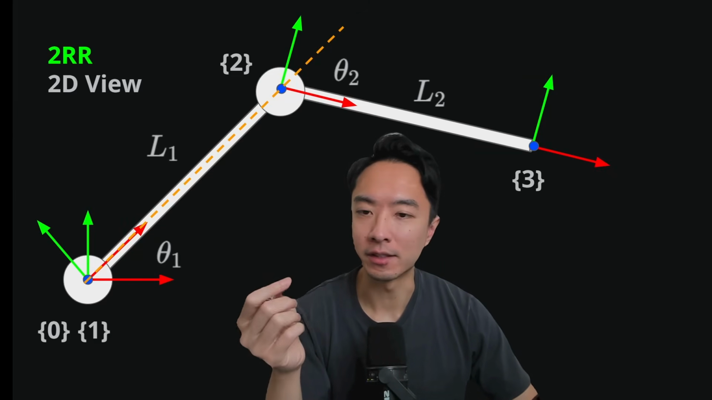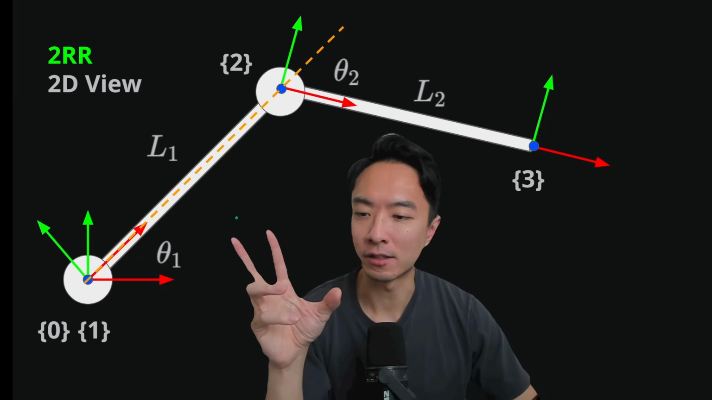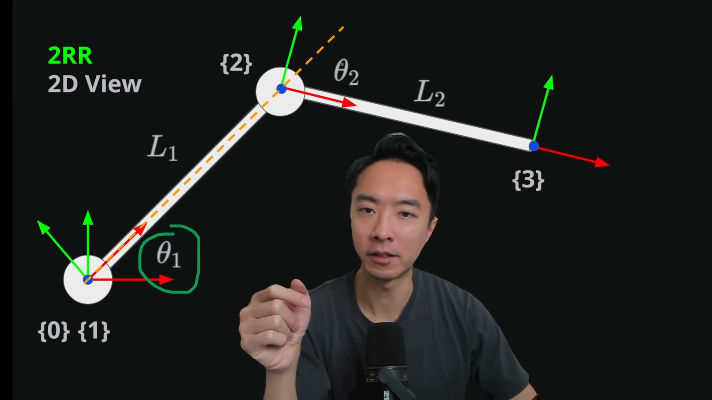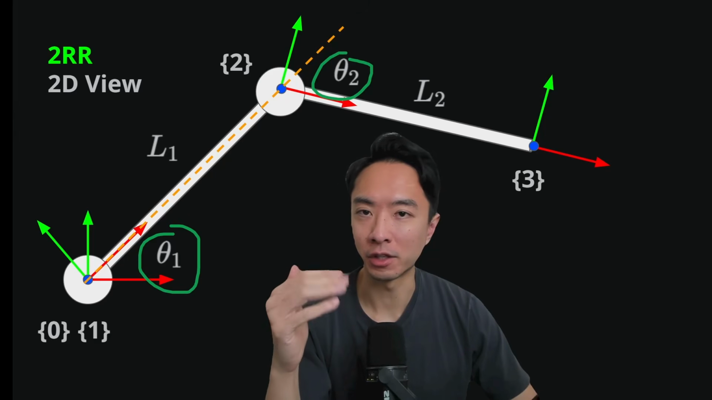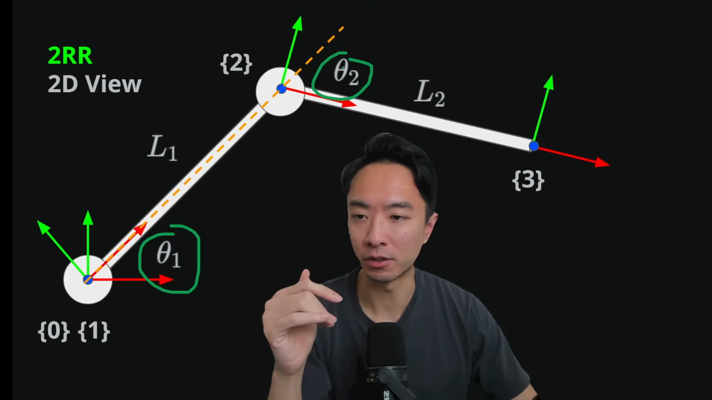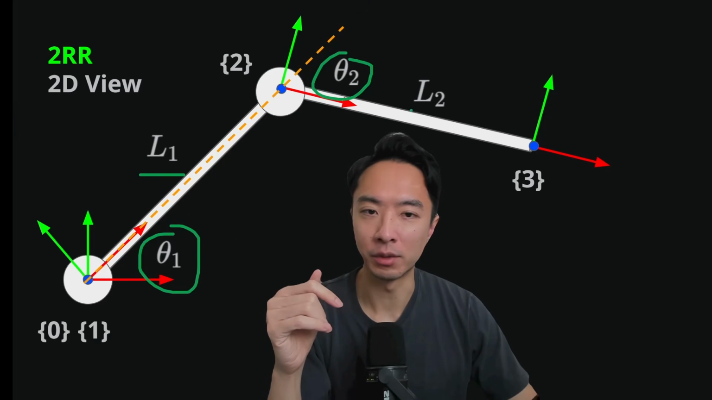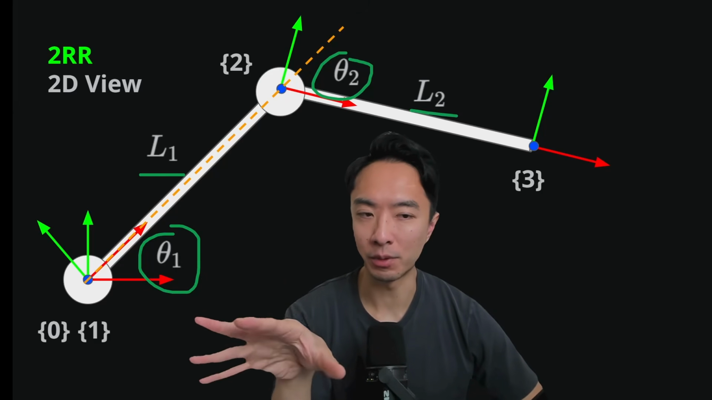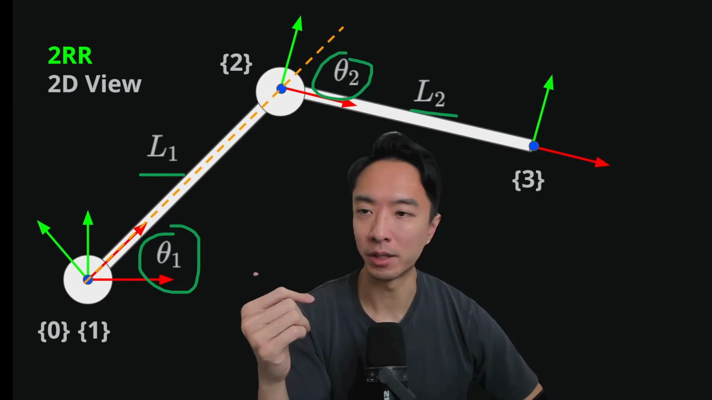And this right here is our next one. This is where we're going to define some of the parameters. We have our theta 1 here, theta 2 here. These describe the joint rotation of each of the joints. We also define some new lengths here, L1 and L2. We're going to use all of these parameters later on to define our DH parameters.